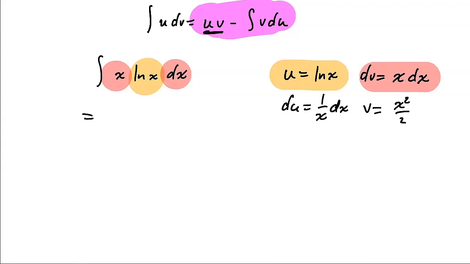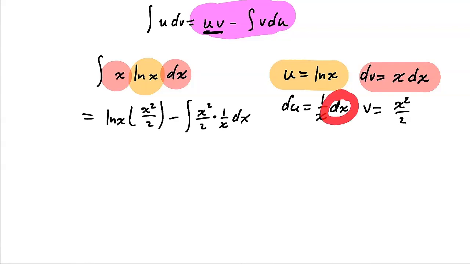So let's do this. All right, so uv: u is ln of x, and v is x squared over 2, minus the integral of v du. v is x squared over 2, and du is times 1 over x dx. And notice, please, this is another reason why I write that dx, because I don't want to forget to write it. If you write an integral, you need to have a variable of integration.